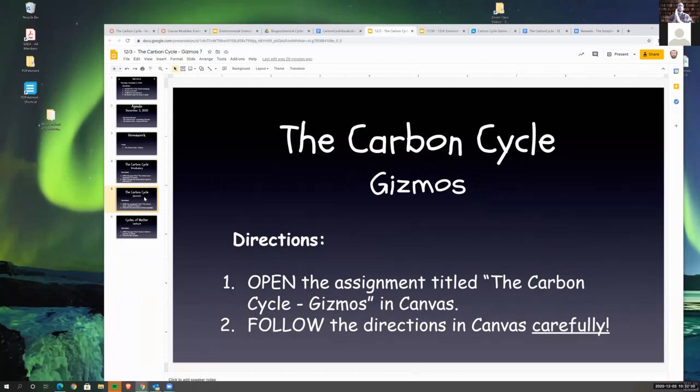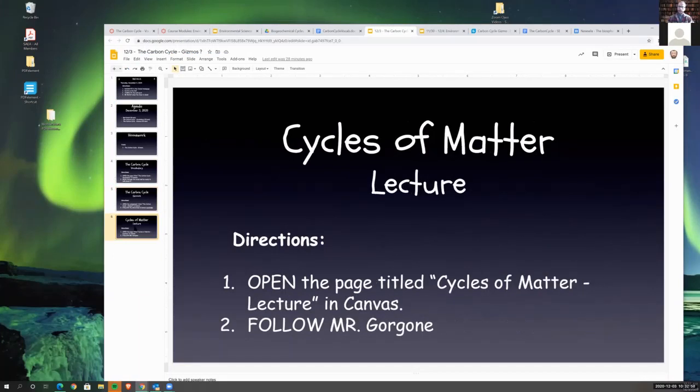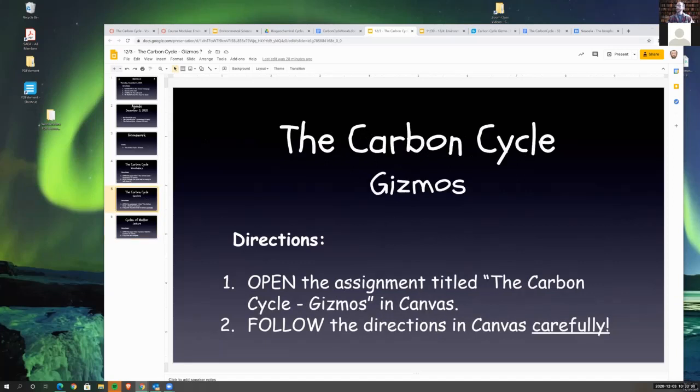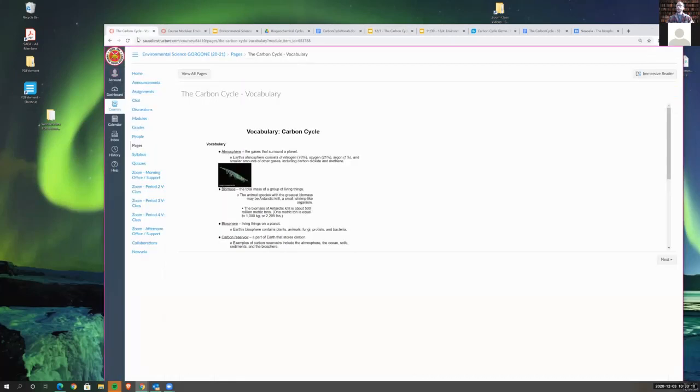So we're going to spend the rest of the period working through a Gizmo. I'm going to help you with a warm-up, and then I'm going to set you free to go and work on the activities. We will probably not be getting to this. So please go to Canvas in the modules, and if you don't see the carbon cycle Gizmos, then you're going to need to refresh.